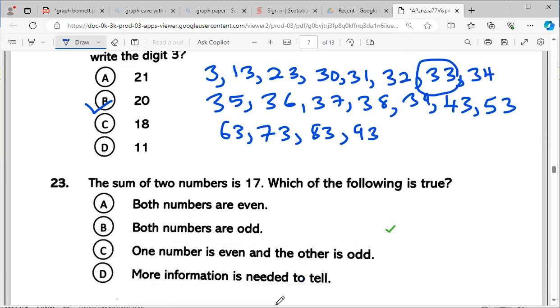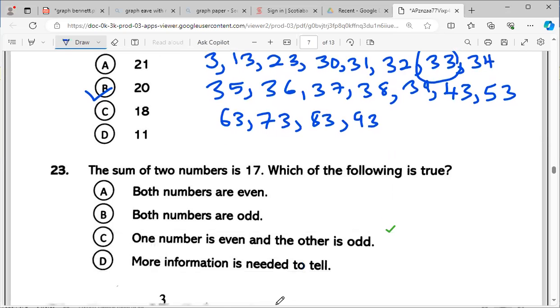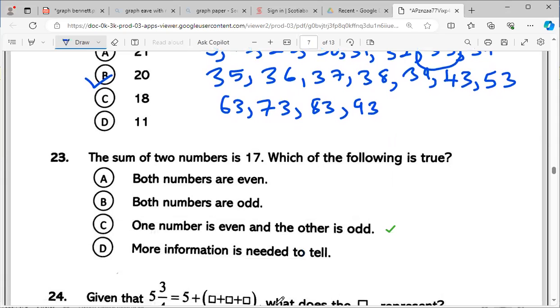Sir, I got my answer. My answer is C. One even number and one odd number. Sir, my answer is C.